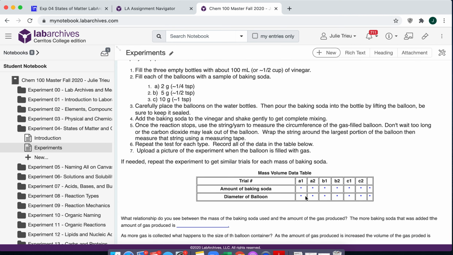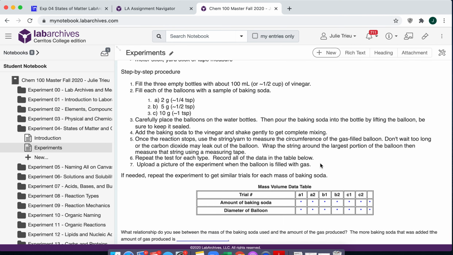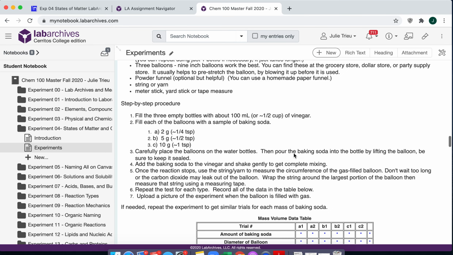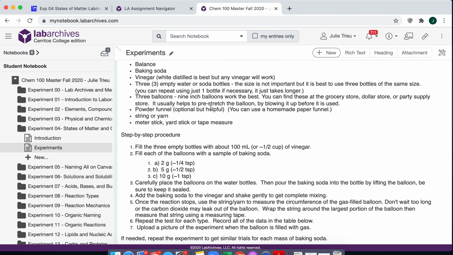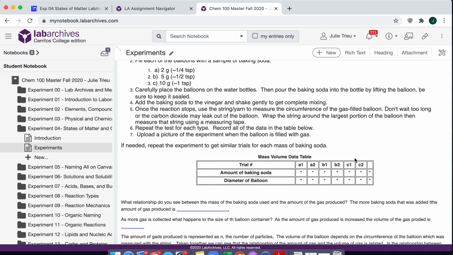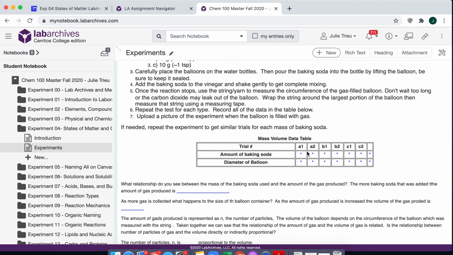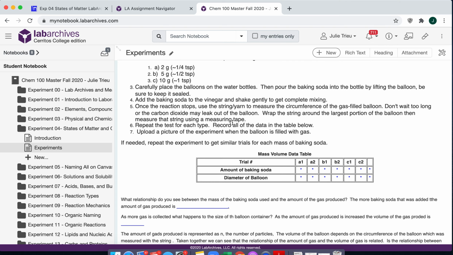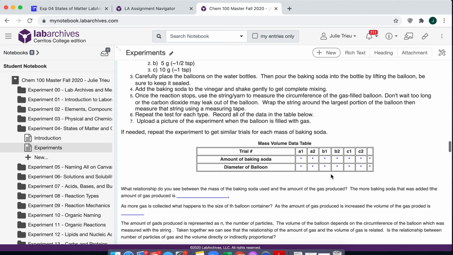You're going to see how it affects the volume, how it affects the size of the balloon. Then you can make the result table. You can repeat A a second time, so you make the result in A2. Same thing with B and C2. You don't have to do it two times, but if you finish the first time, then you only need to fill out A1, B1, and C1.